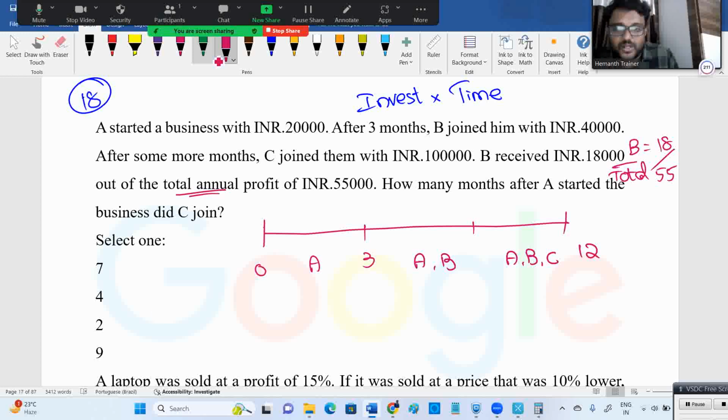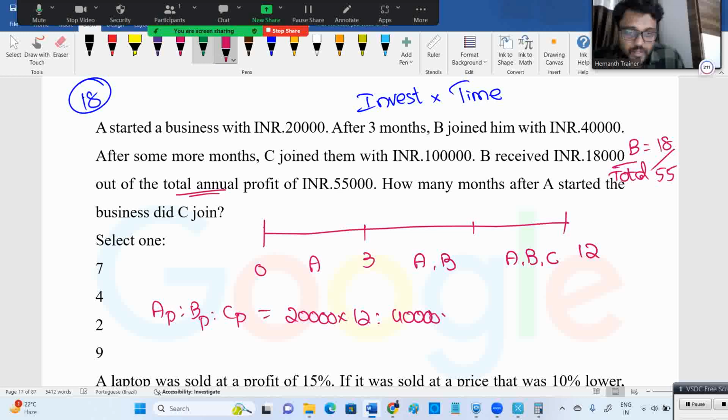Generally, how to decide the profit share ratio is by how much they invested for how much time. See, A invested 20,000. He is available for the entire 12 months. B invested 40,000, but he is available only for 9 months because after 3 months he joined. C invested 1 lakh, but for how much time? They're asking after how many months he joined, but we need how much time he is available. 12 minus that will give the answer. 12 minus T is your answer. First, how much time is available, we have to know.